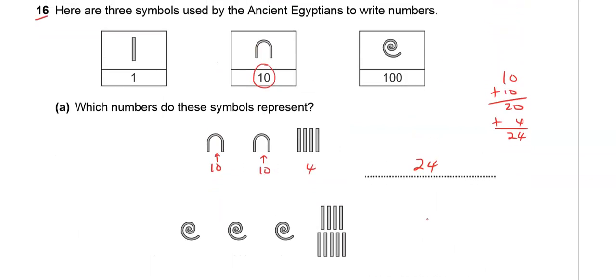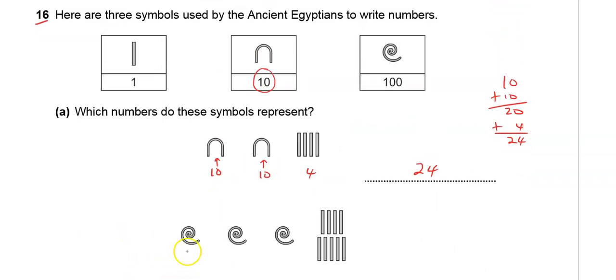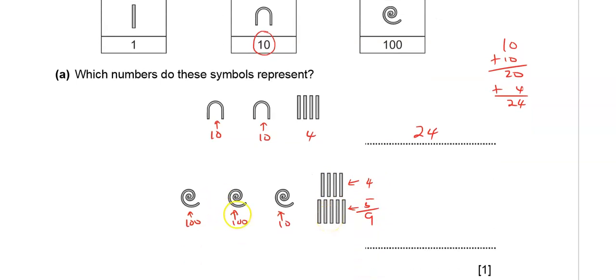What about this number here? This is 100. This is 100. This one is 100. This one is 3. And this is 4, and this one is 5. So the total is 9. So these are 300 and this is 9. So it is 309.